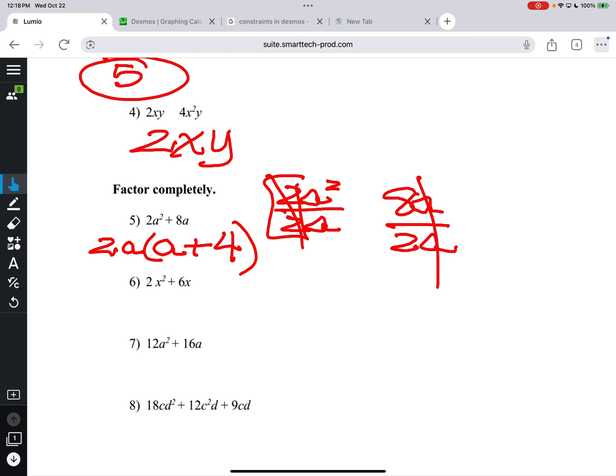All right? So what would be the greatest common factor for number 6? 2x. And then what would be our left behind? Could it just be 3? Plus 3? x plus 3. Well, it was plus 4 in the first one.